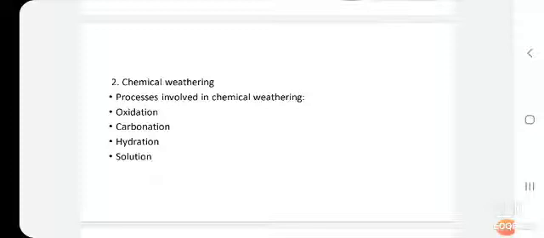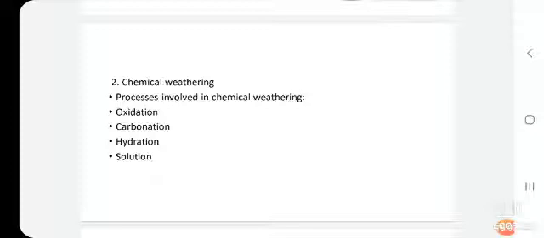Okay, children. In the case of carbonation, rainwater converts calcium carbonate into calcium bicarbonate, which is soluble and is taken away by the groundwater. Now next, let us learn about hydration. Hydration is the process of expansion of minerals, in which some minerals in crystalline form absorb water and become a powdery mass.